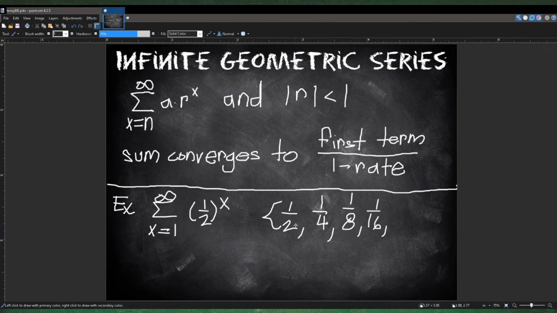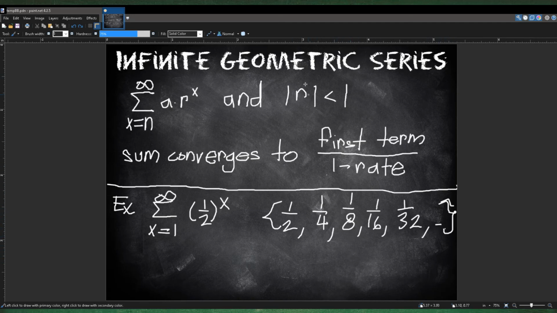And do you see this pattern? It's like 2 times 2 is 4, 4 times 2 is 8, 8 times 2 is 16. So the next one is 1/32, and so on, etc. So this goes on for infinity. This infinity is on the top right here. So the question is, if we add all these numbers, 1/2 plus 1/4 plus 1/8 plus 1/16 plus 1/32 plus all the rest of the numbers, what would that sum be?